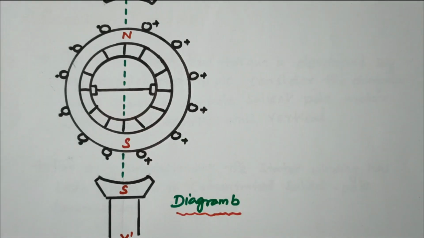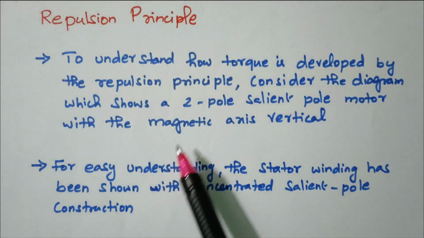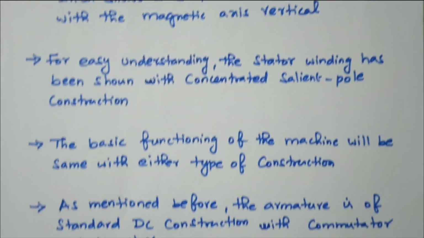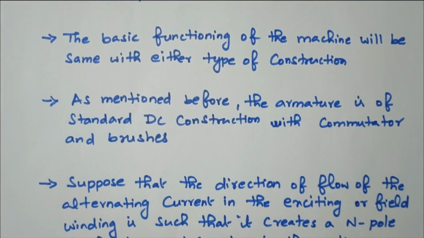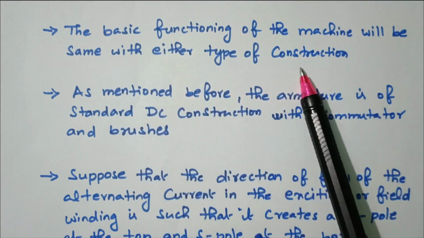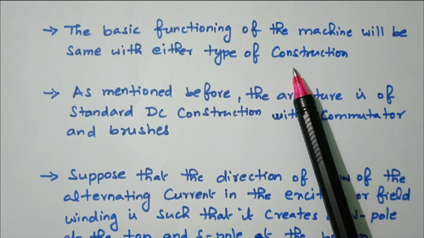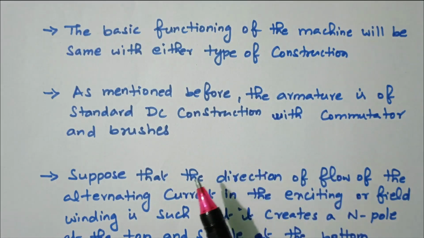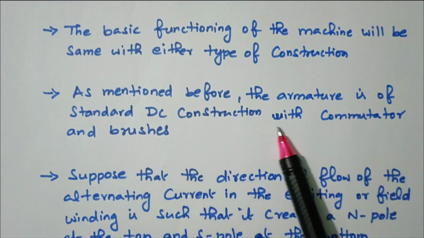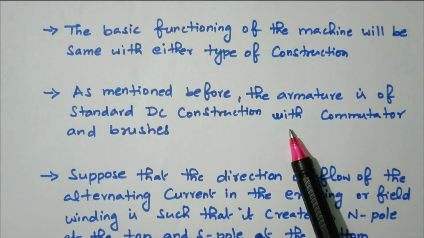Now we'll go to the description. Right, these two poles we just referred to. Now we'll go to the remaining description. The basic function of the machine will be the same with either type of construction. Both are almost the same. Only the brush holders are different. Vertical in diagram B, horizontal in diagram A. As mentioned before, the armature is of standard DC construction with commutator and brushes. The armature is very similar to the DC motor.